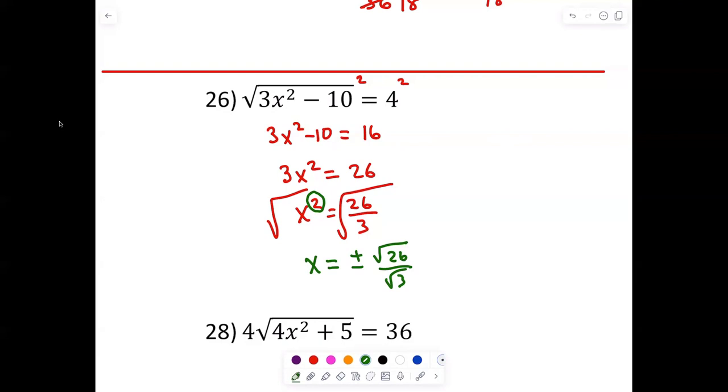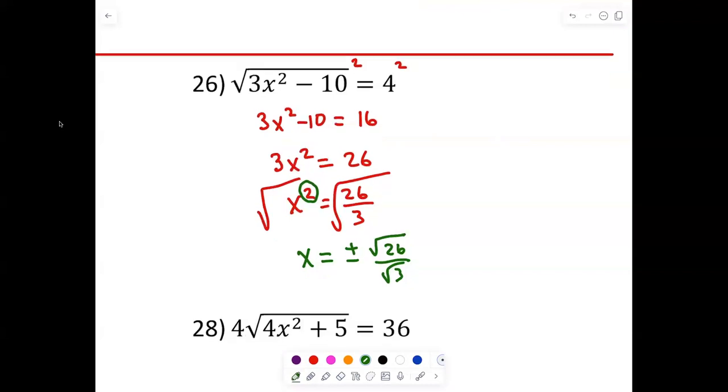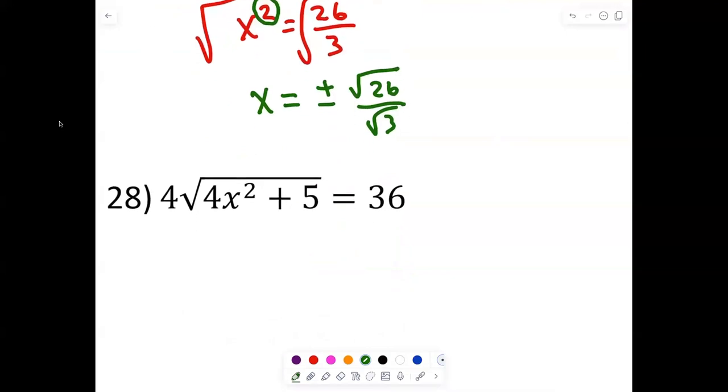Now we have to think all the way back to before we had spring break, when we worked on rationalizing the denominator. I have to multiply the top and bottom by what? Square root of 3. Thank you very much. So the answer is plus or minus the square root of 26 times 3, over 3. Anybody got a problem with that? And that's your answer. Anybody have any questions?